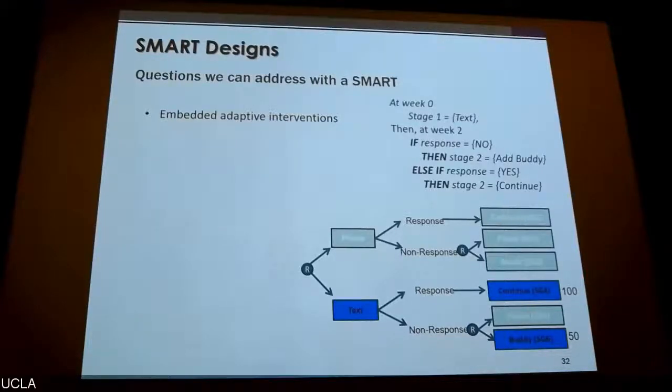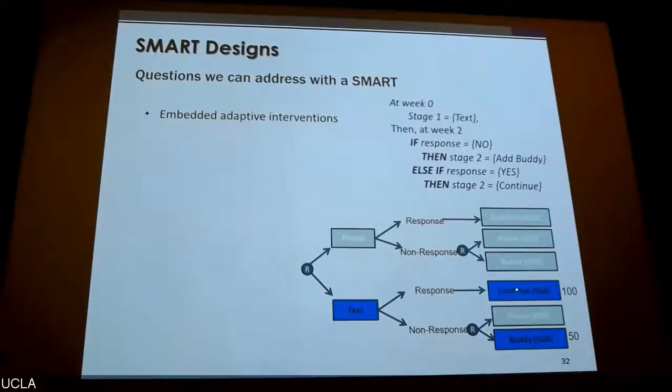And I just want to share one of these questions with you. This question is about the comparison of embedded adaptive interventions. I want to show you what I mean by that. In this design, by design, there are 4 embedded adaptive interventions. One of them, do you see this one? It looks familiar, right? That's the one that I showed you earlier.